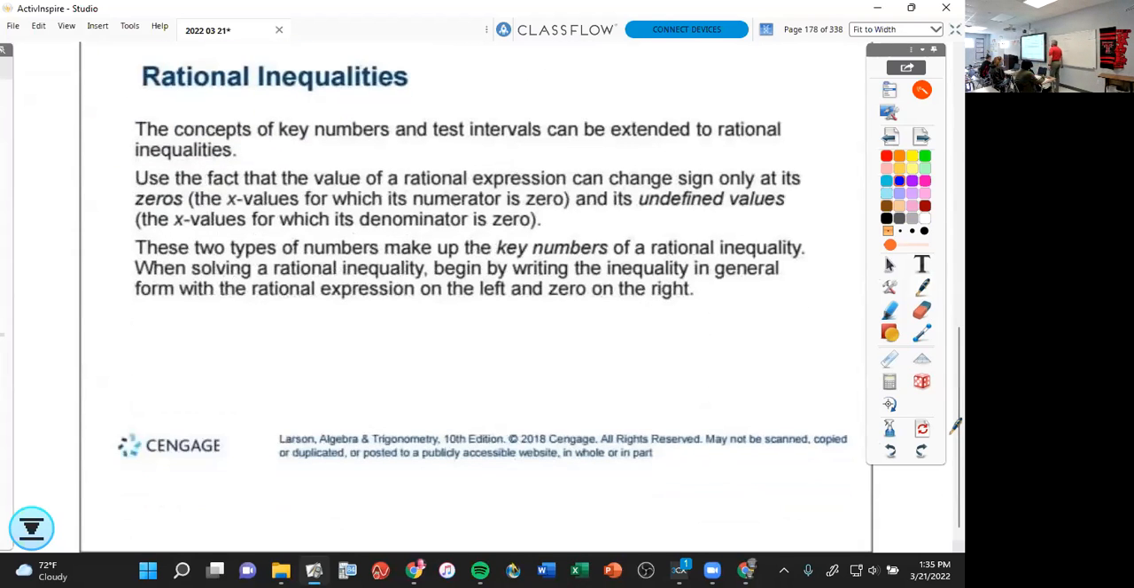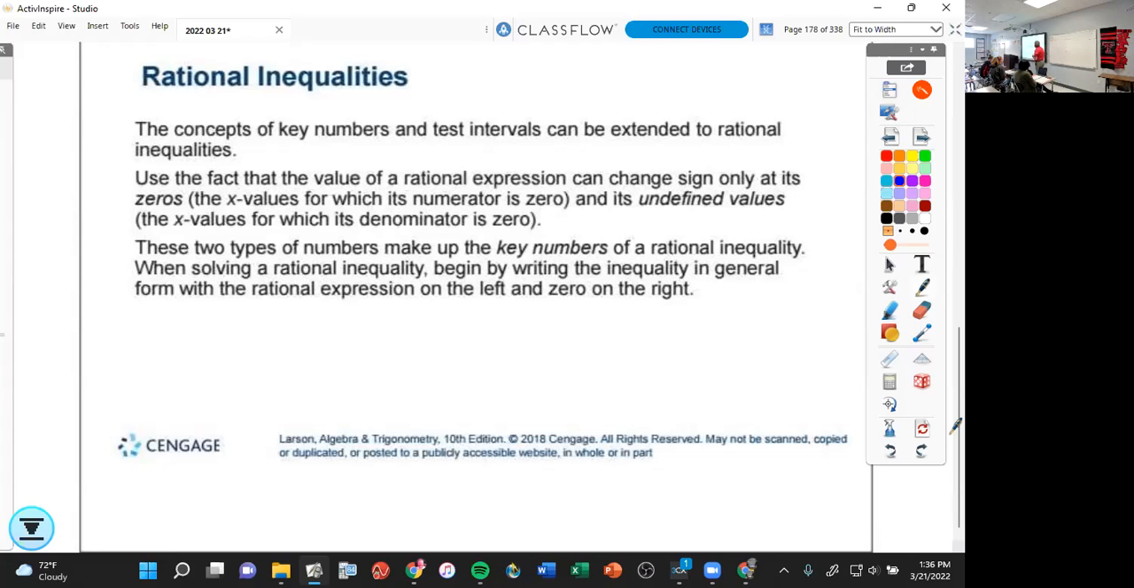So rational inequalities, the concept of key numbers and test intervals can be extended to rational inequalities. Remember, key numbers, those were the ones that gave us zeros, right? But when we're talking about rational inequalities, now we're looking for the zeros and undefined. What makes a rational equation undefined? Dividing by 0. So here's what we're doing. I want to know what makes the top 0. I want to know what makes the bottom 0. Those are my key numbers.